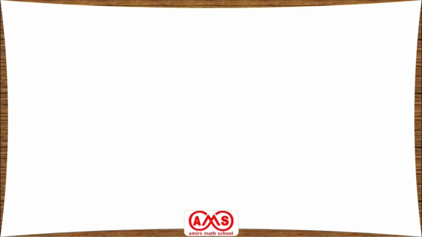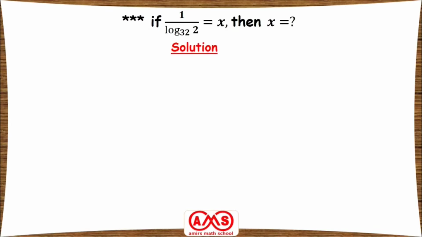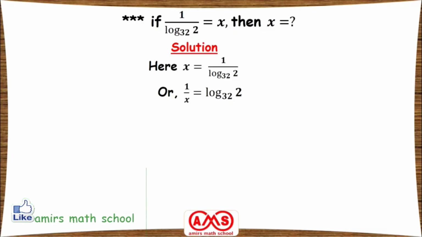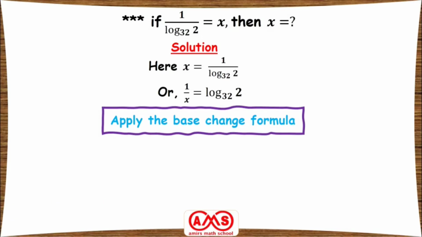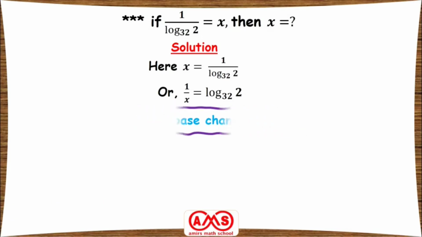Now, let's see the application of the change of base of logarithm formula. If 1 by log 32 base 2 is equal to x, then what is the value of x? The solution of this problem, here the x equal 1 divided by log 32 base 2. In this case, we can write 1 by x equal log 32 base 2. Just taking the reciprocal, we can write this line. Now, apply the base change formula in the right hand side of this equation. That is, 1 by x equal log 2 base 2 divided by log 2 base 32.